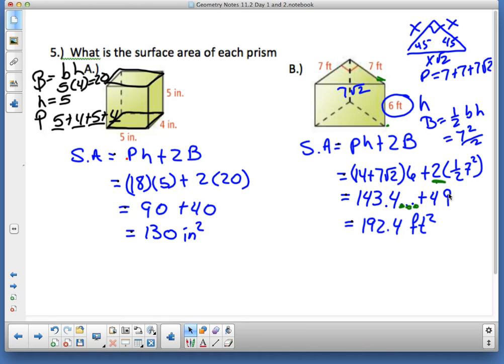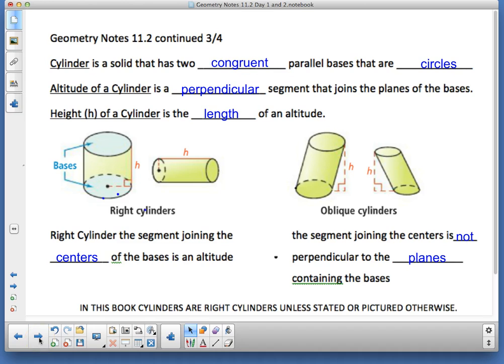Now what I want to do, I want to turn the page. I want to get you the first part of the notes for tomorrow, and then we're done. You're just going to copy things down, and then we're off. So go ahead, write those down. We'll make the explanation of those tomorrow. We're going to start with cylinders tomorrow.